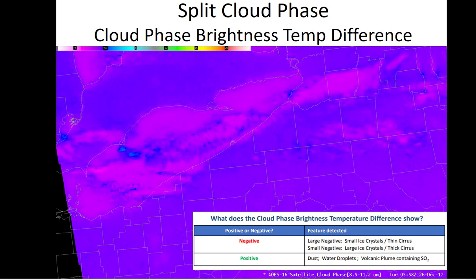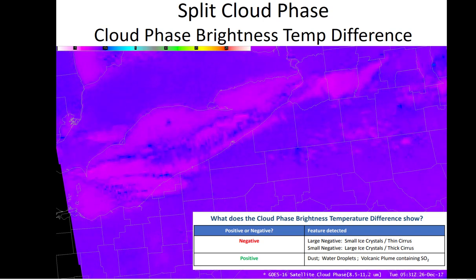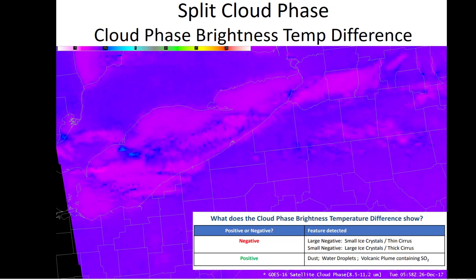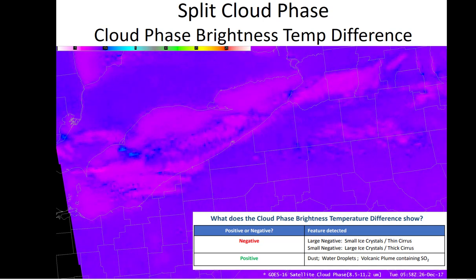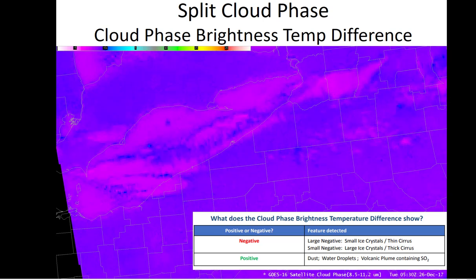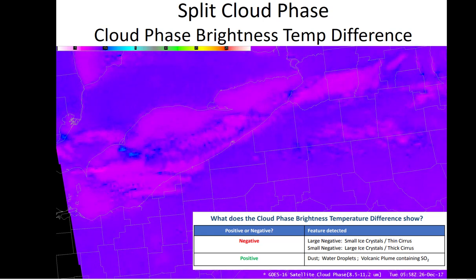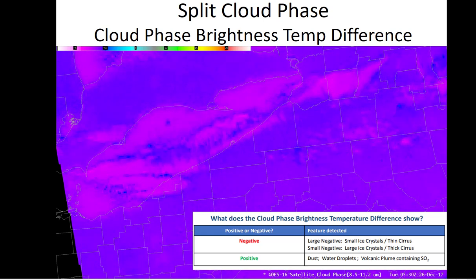Okay, and I want to introduce this other product here called the split cloud phase. We're looking at brightness temperature differences. If you look at the key down below, what we're looking at is obviously a lot of values near zero, where the magenta colors, the brighter the magenta, the more negative the value. And if you look at the key there, that would mean large negative values would have small ice crystals in them, and smaller negative values would have larger ice crystals.